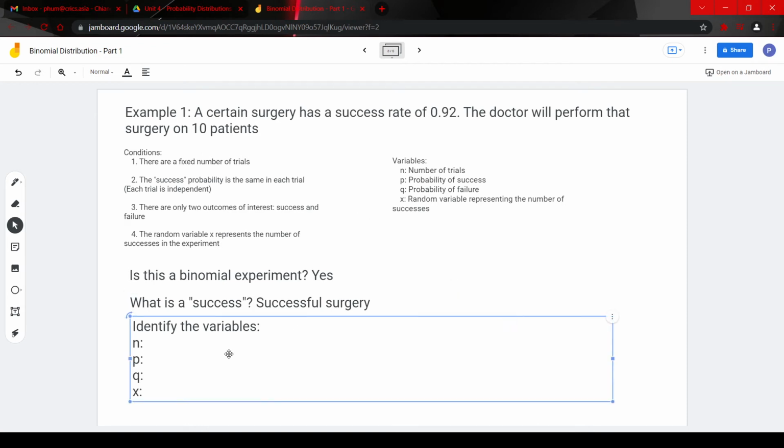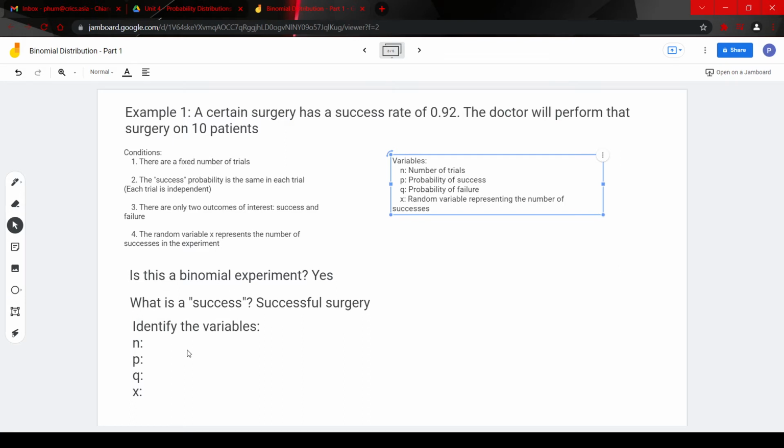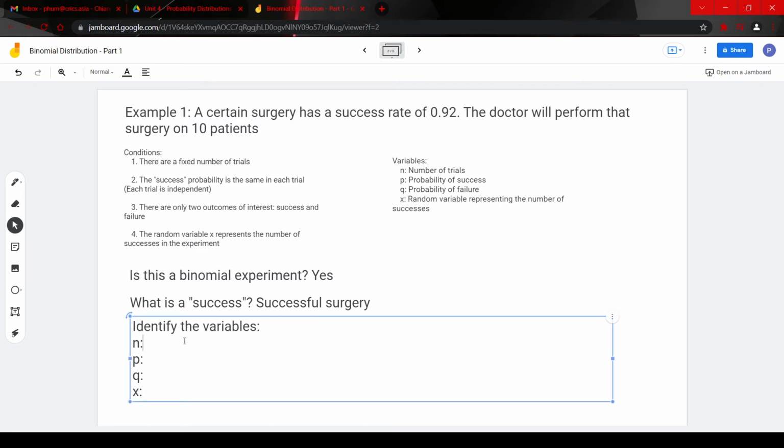And now we need to identify the variables. As we can see, n is the number of trials. In this case, we have 10 patients, so 10 trials. Probability of success is 0.92. This is given. Probability of failure would be 1 minus 0.92, which in this case is 0.08. Again, you can either write these as 92% and 8%.